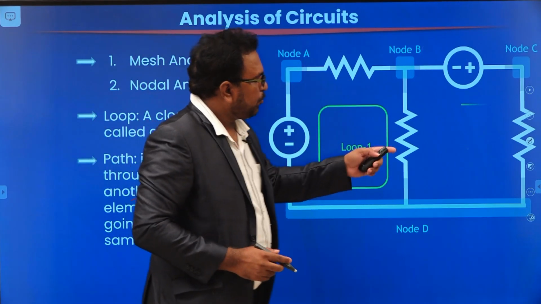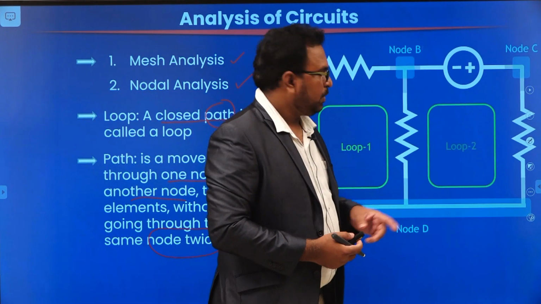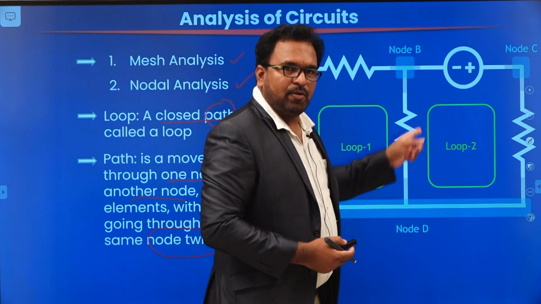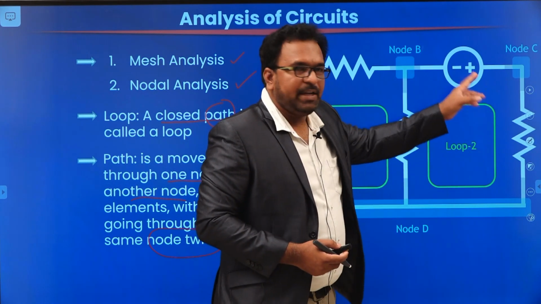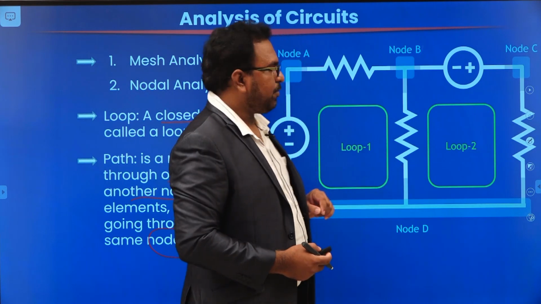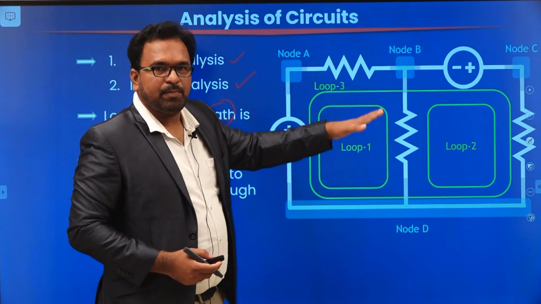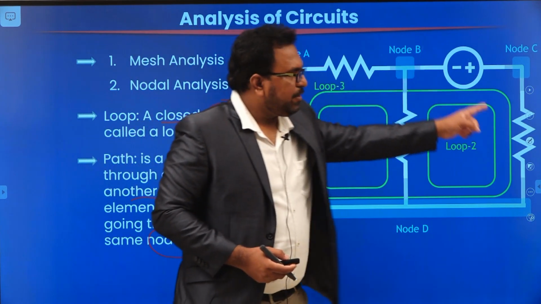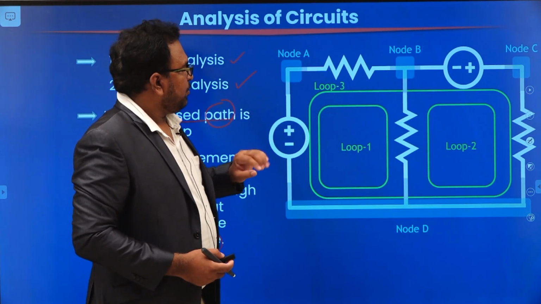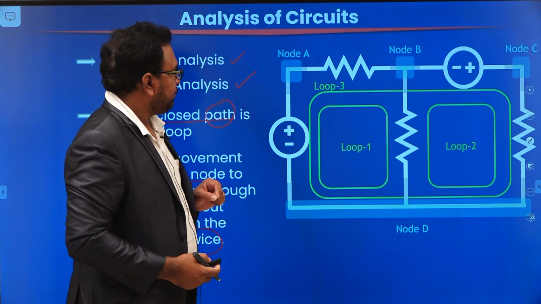Now consider loop 2. This loop 2 is also a closed path. Here also we have not encountered any node twice except the starting and ending node. And the outer loop is the third loop. In this loop also we have not encountered any node twice. So these 3 are called the loops.